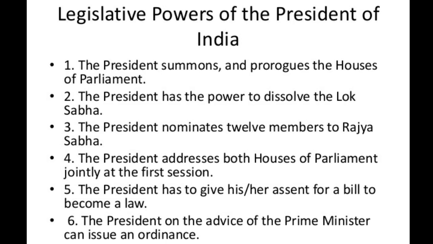First, legislative powers. Legislative powers of the President of India. First, the President of India can summon and prorogue the Parliament and dissolve the Lok Sabha. He has the power to summon and prorogue the houses of Parliament.